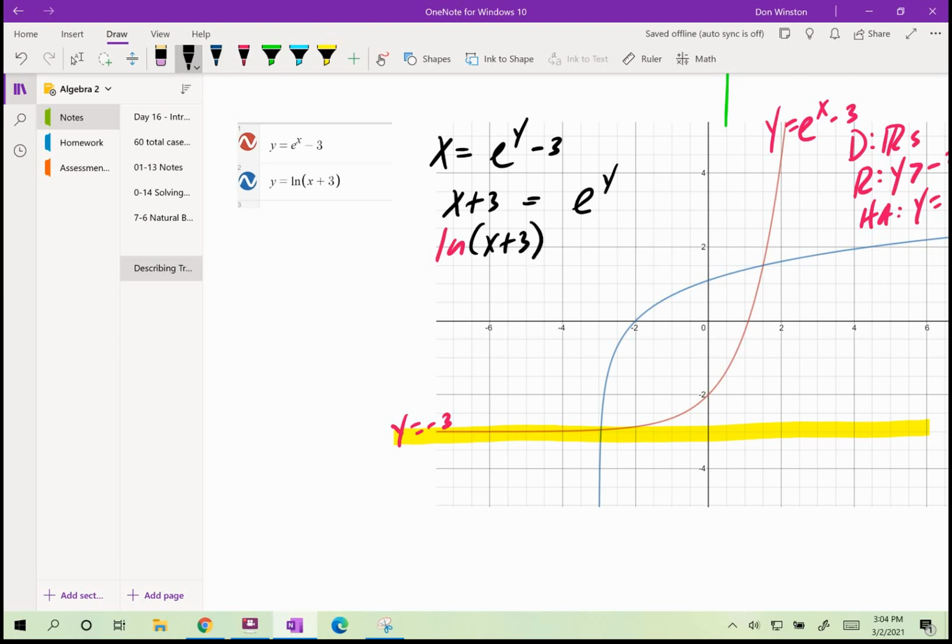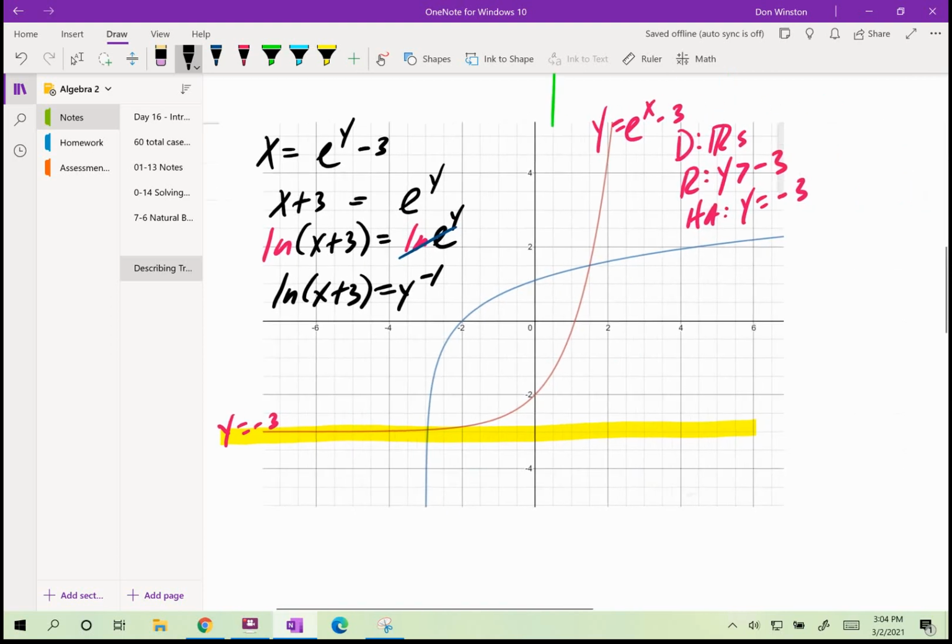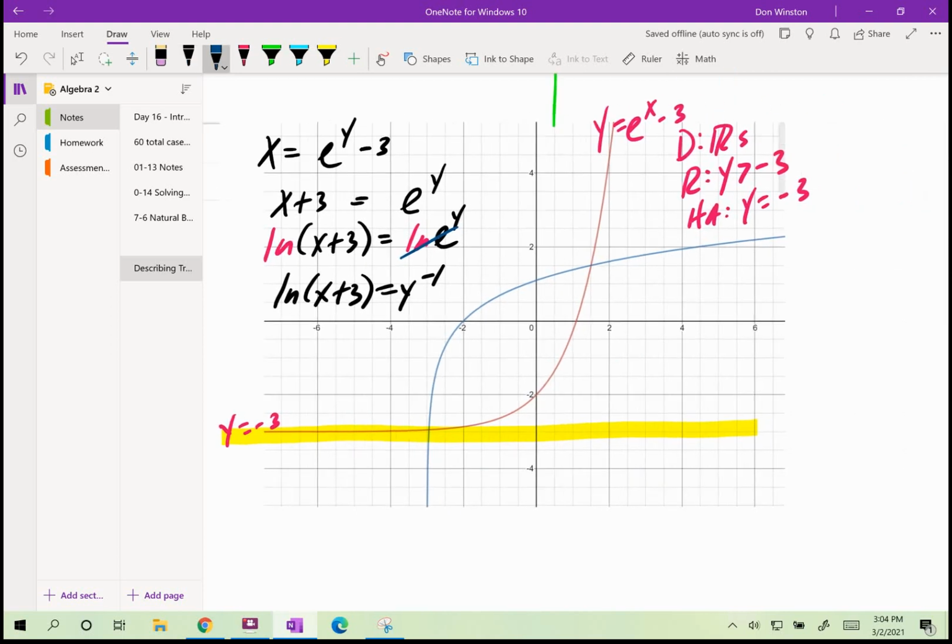x plus 3 equals the natural log of e raised to y, and of course that cancels out. And then we're just left with the natural log of x plus 3 equals the inverse. So this is the inverse function, so y equals the natural log of x plus 3.